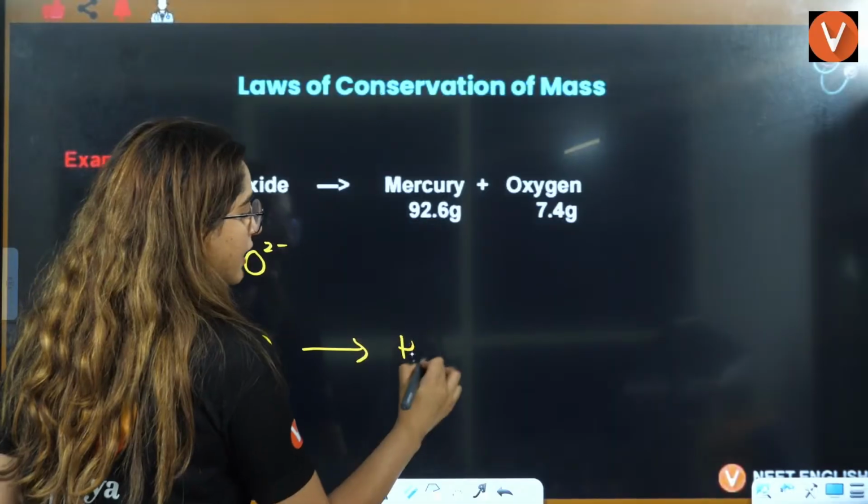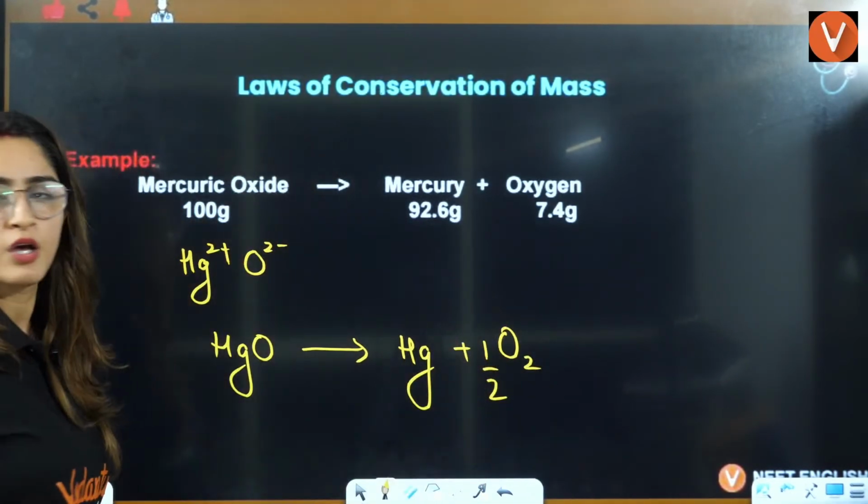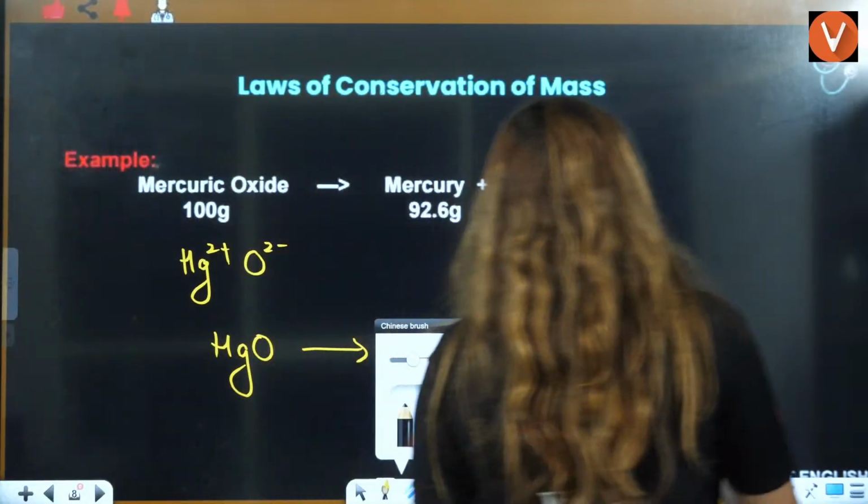And here you have Hg, and here you have O2. That will be half. Okay. This is the balancing of the equation.